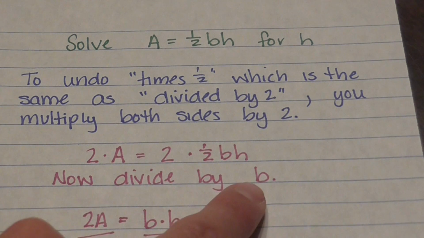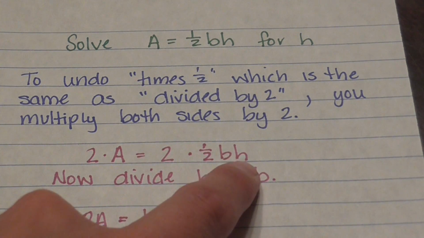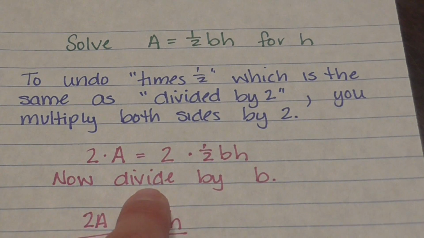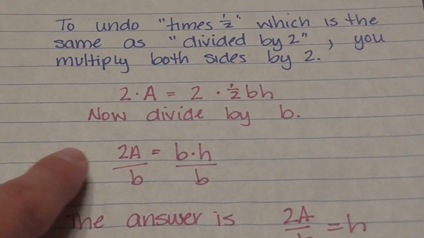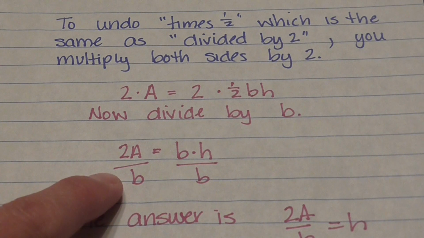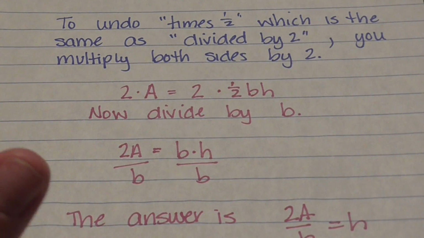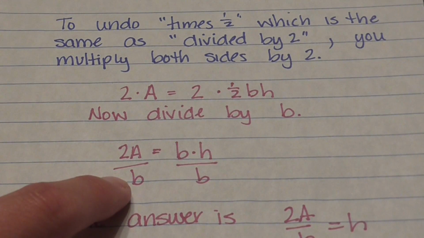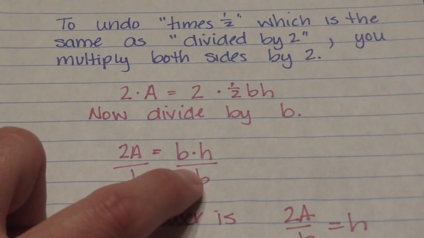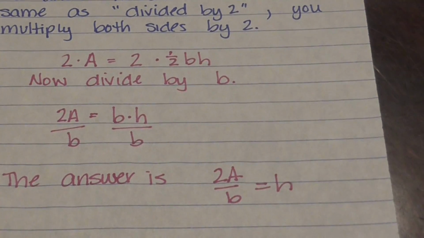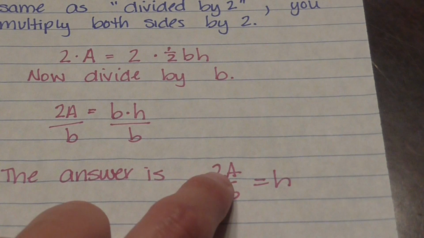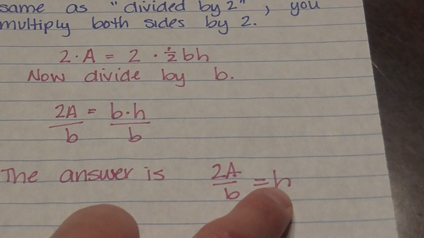So then I need to undo the multiplication of B times H. So I'm going to divide by B. When I do that, I have 2A divided by B. Plus, there's nothing I can actually do to it again, so that's just going to be it. On this side, your B's will cancel out. So your final answer is going to be 2A divided by B equals H.